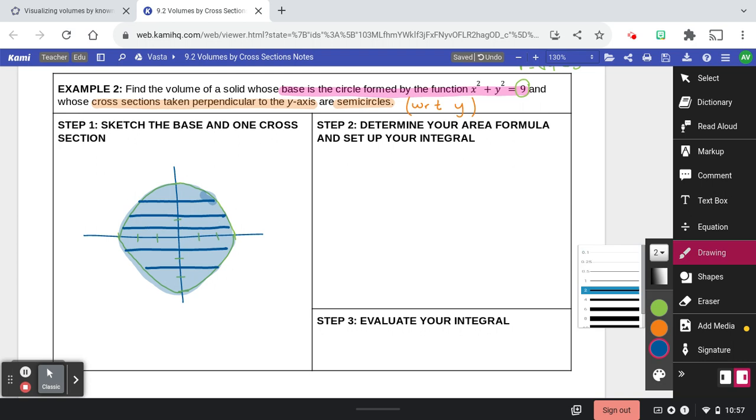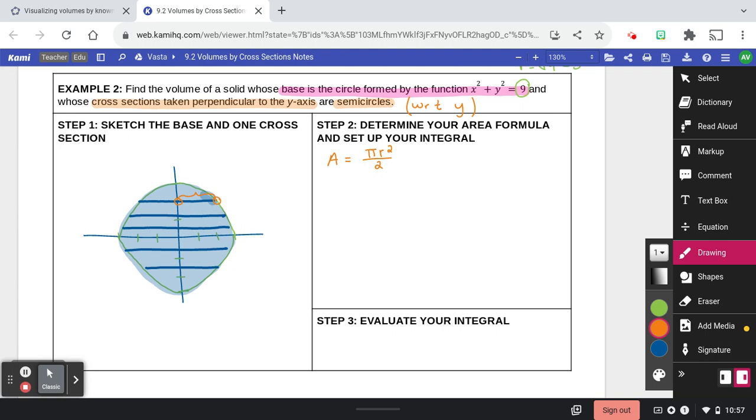Now we don't have an area formula, but we're going to figure one out. So the first thing is each of these cross sections is a semicircle. A semicircle is just half of a regular circle. So to find the area of a semicircle, I would do pi r squared divided by 2. Now, in this case, the radius of my semicircle is only going to be the distance here. So it's going to go from here to here. That's the radius. If I went all the way across, that would be the diameter. That means that I'm going from the right function to the left function.